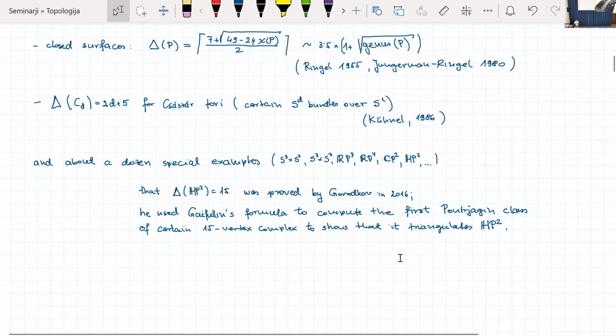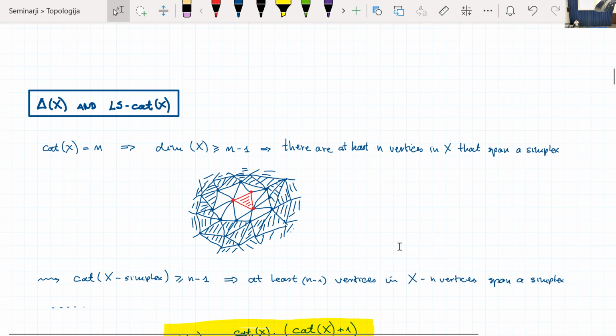Okay, so let me say what can be done. Today I'm going to concentrate on lower bounds, on saying what the minimal number of vertices is that you need to triangulate a certain space, using not only the additive structure but also some multiplicative structure. And here the first attempt will be very simple-minded, using Lusternik-Schnirelmann category.